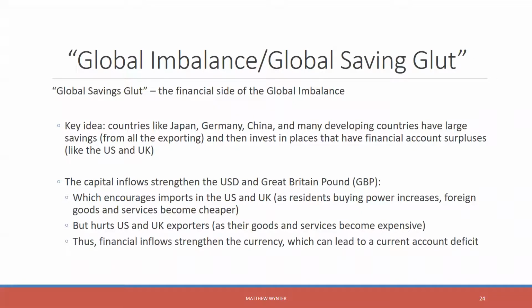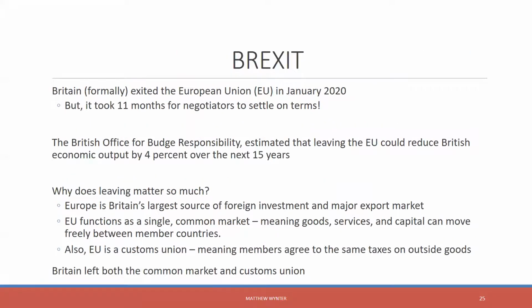So the global imbalance and the global savings glut, these are different ways of analyzing and explaining our current situation with the balance of payments across countries and the current system that we have. As we discuss these current trends in the balance of payment, we should also look at a period in which the balance of payment, this free flow of goods and people between countries, has come into question. So let's look at the Brexit.